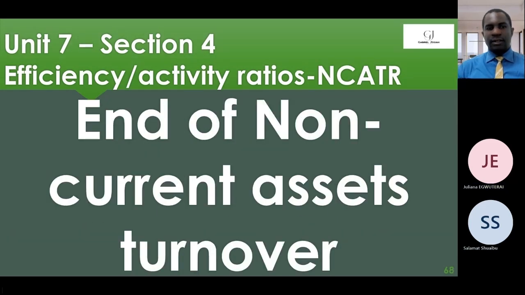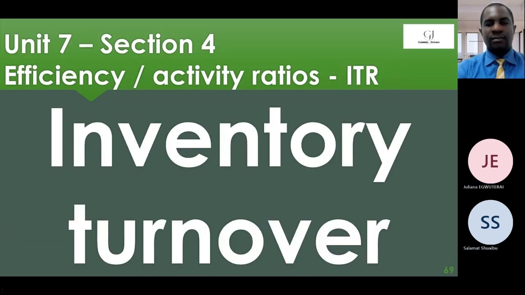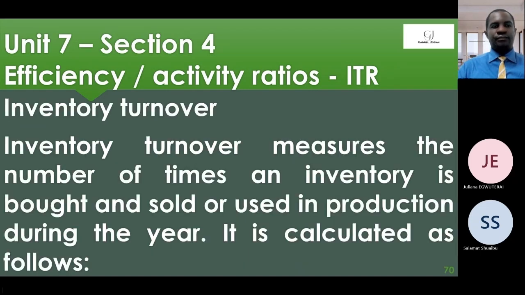All right, so let's move to inventory turnover. Okay, one of the tricky ratios, but also nice. Inventory turnover measures the number of times an inventory is bought and sold or used in production during the year. So you buy inventory, or if you're producing, raw materials, work in progress, finished goods, the cycle ends up in inventory. And the turnover looks at the number of times inventory is bought and sold or produced during the year.